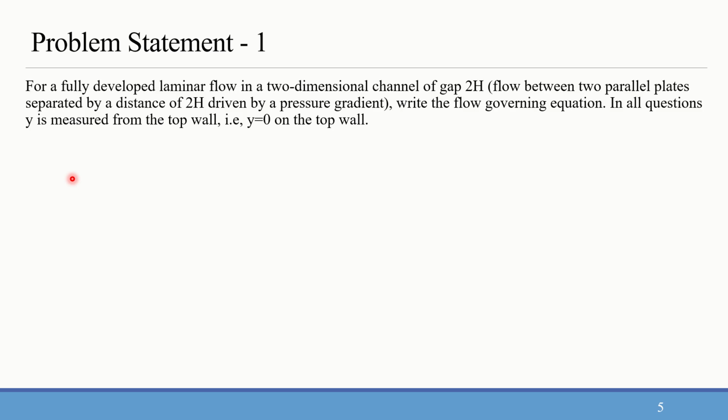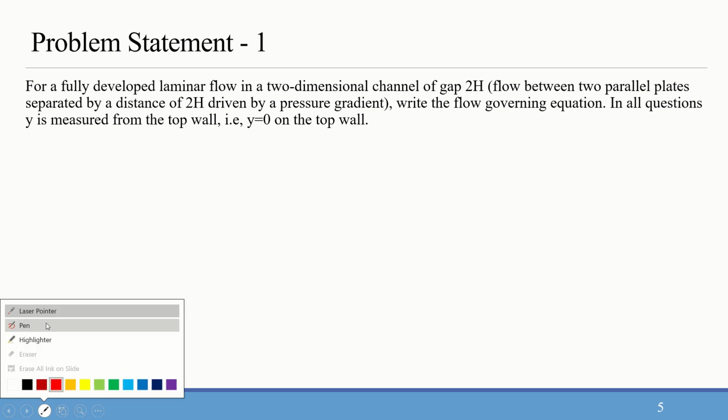I'll do it clearly. So now, this is the first problem for today's session: for a fully developed laminar flow in a two-dimensional channel of gap 2h, flow between two parallel plates separated by a distance of 2h driven by a pressure gradient, write the flow governing equations. In all equations, y is measured from the top. Y is equal to 0 at the top wall.